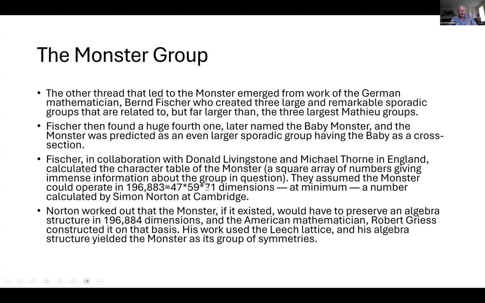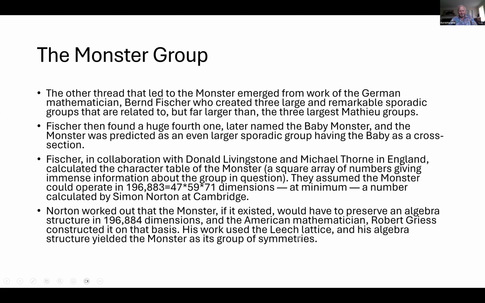And having worked on this for a while, they determined that the monster could operate in 196,883 dimensions, which happens to be 47 times 59 times 71. 3 prime numbers, 47, 59, and 71 dimensions at a minimum. And this was the number that was calculated by an English mathematician at Cambridge.